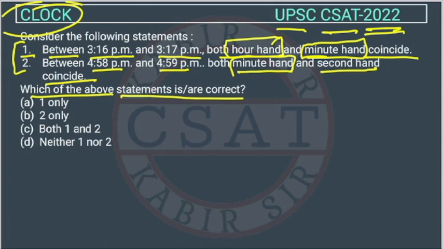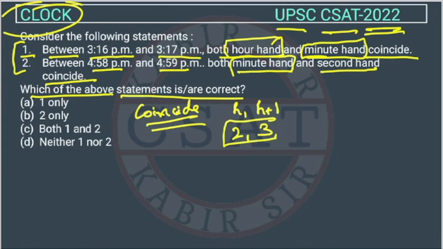So I will tell you both ways, right? One is the formula. Whenever there is a question of coinciding, we can use the formula to know the timing when they will coincide. Suppose there is a time h and h plus 1, like 2 and 3. So we want to know between 2 and 3 when they will coincide.